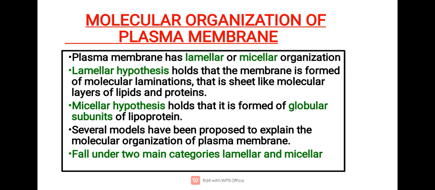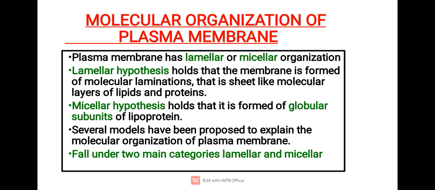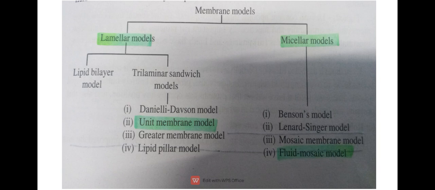They fall under two main categories, lamellar and micellar. So membrane models are of two types, lamellar models and micellar models. Lamellar in the sense a sheet-like molecular layer of lipids and proteins. So lipid bilayer model and trilaminar sandwich models are there. This trilaminar sandwich models are of four types, like Danielli-Davson model, unit membrane model, Robertson's model, and lipid pillar model. And micellar models are of four types, like Benson's model, Lenard-Singer's model, mosaic membrane model, and fluid mosaic model.